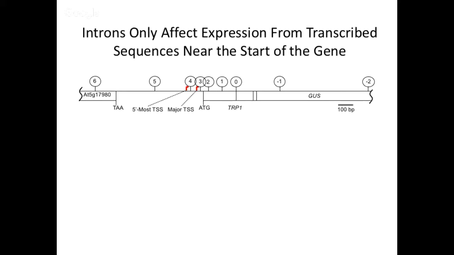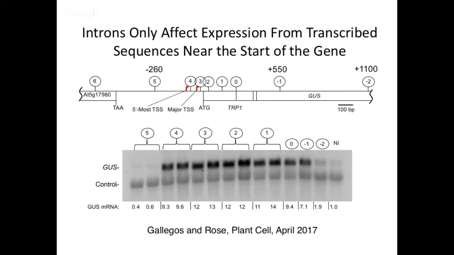What we can see from this Northern blot is that this intron only stimulates expression when it's in one of these 6 locations here. If it's in position 5, upstream of the transcription start site or further upstream, it has no effect on expression. Likewise, if it's at this position or further downstream, it also has no effect. And by the way, in this Northern blot and the other blots that I'll show you, if you see more than one lane under the same heading, that just represents the results from an independent transgenic line containing the same construct.